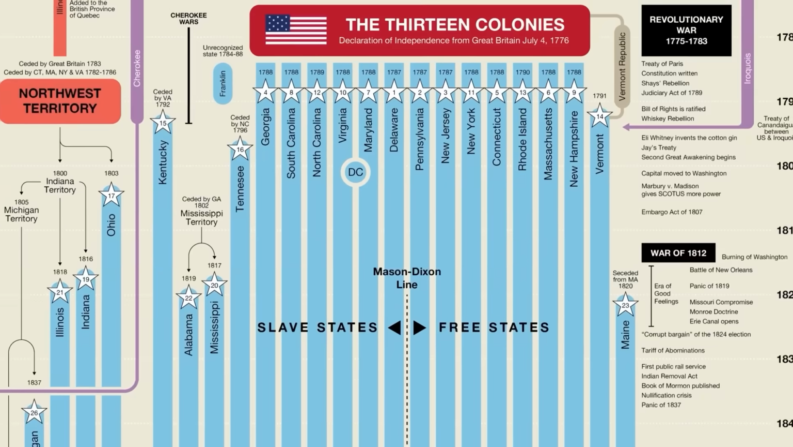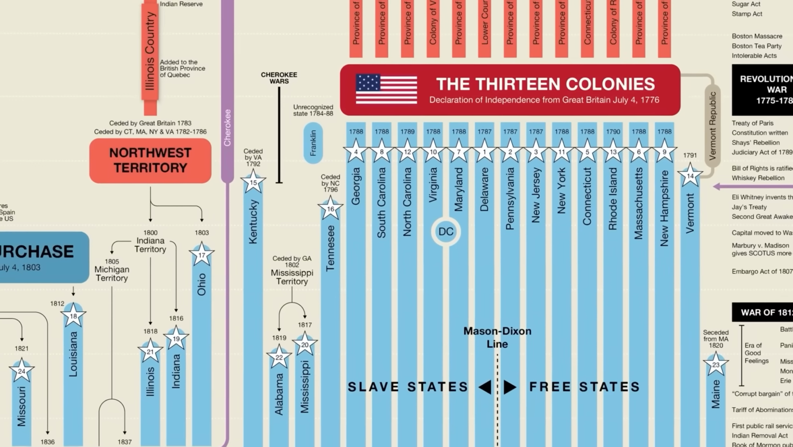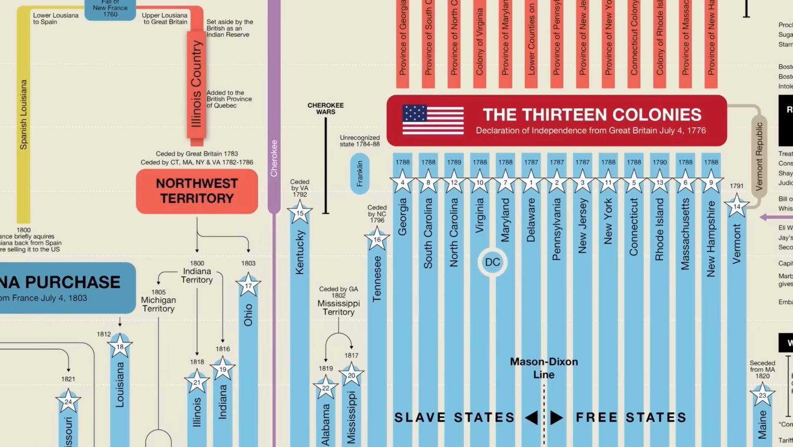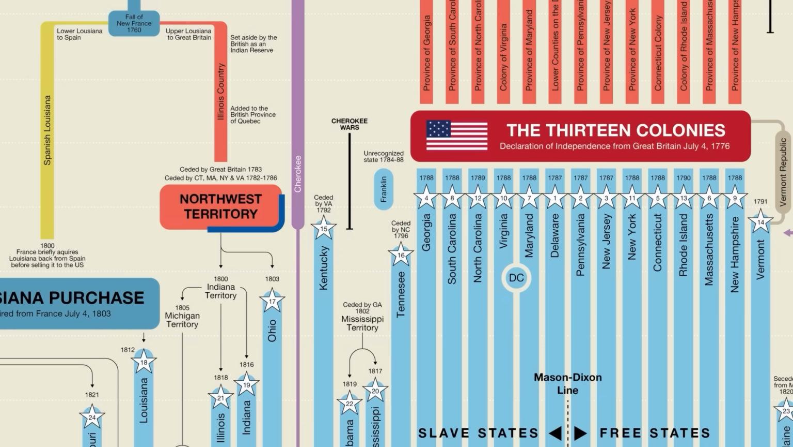Okay, remember Illinois country, which had once been a part of French Louisiana? Well, it was ceded to the US by Great Britain at the end of the Revolutionary War. But at that point, it wasn't clear which state it would be assigned to. Previously, Massachusetts, New York, Connecticut, and Virginia all had claims there. But one by one, they agreed to give these up. And in 1787, the whole thing was designated as a special area called the Northwest Territory.